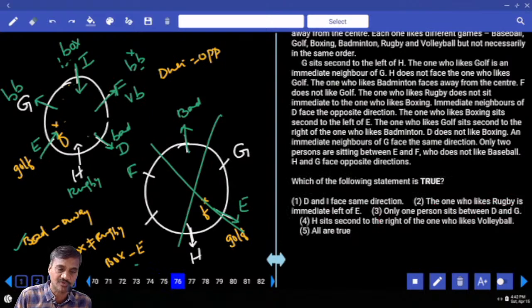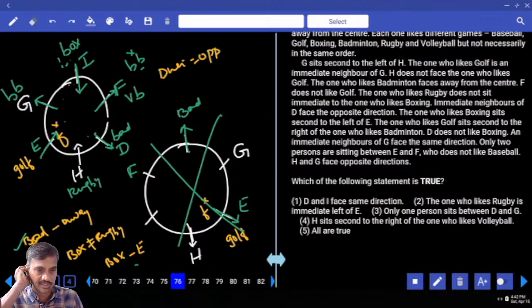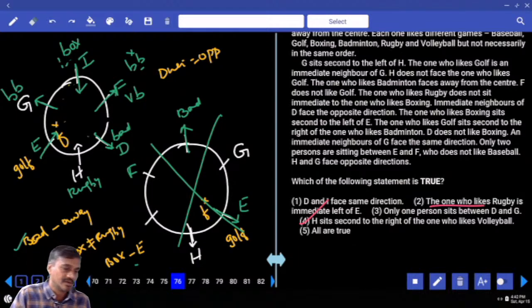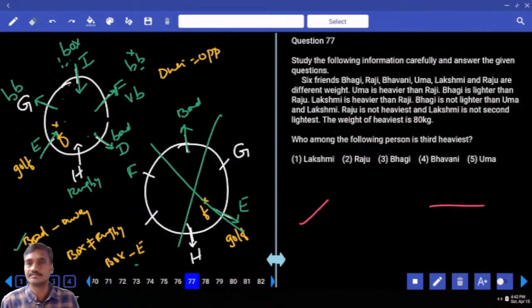Then 76, which of the following statements is true? D and I are facing the same direction. Is it true? No. The one who likes rugby is to the immediate left of E. That is false. D and I are facing the same direction, that is also false. One person between D and G, that is false. H is seated second to the right of volleyball, that is definitely true, choice 4. Now 76, it is choice 4.